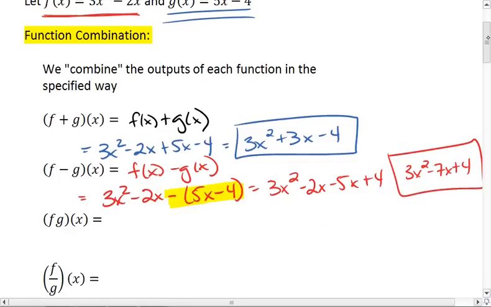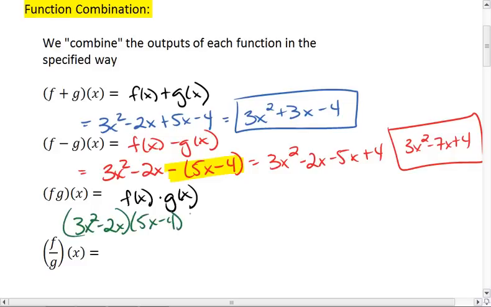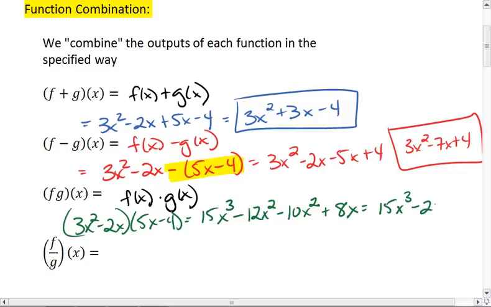For multiplication, we multiply the outputs together. So f times g of x is the same as f of x times g of x. In this case, we get 3x squared minus 2x times 5x minus 4. We can FOIL. We have 15x cubed minus 22x squared plus 8x.